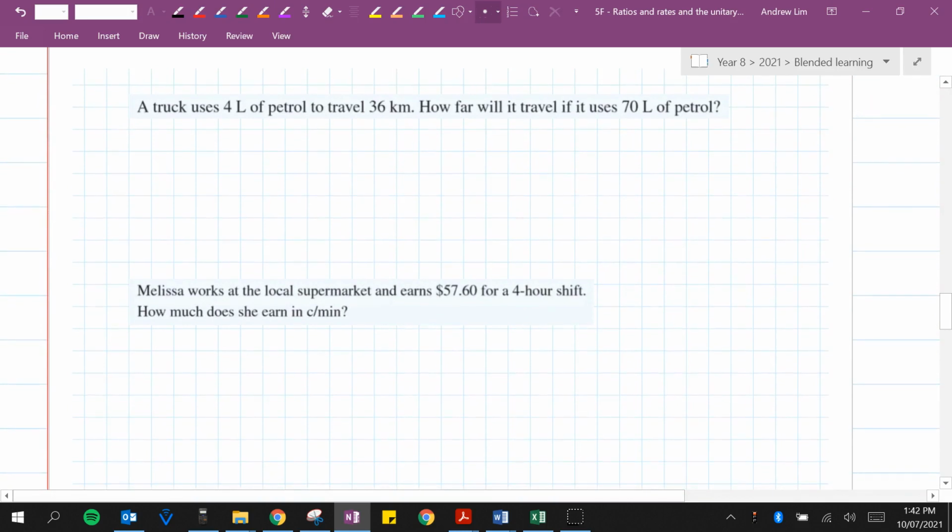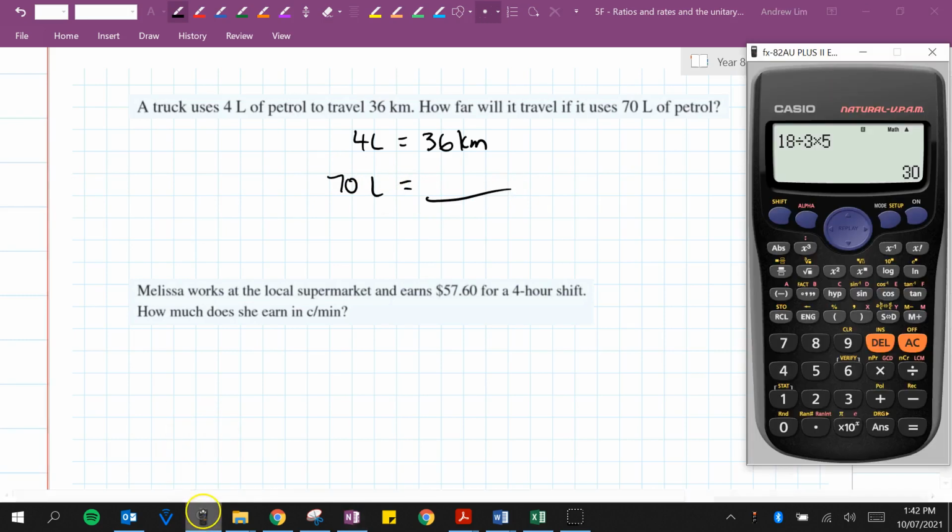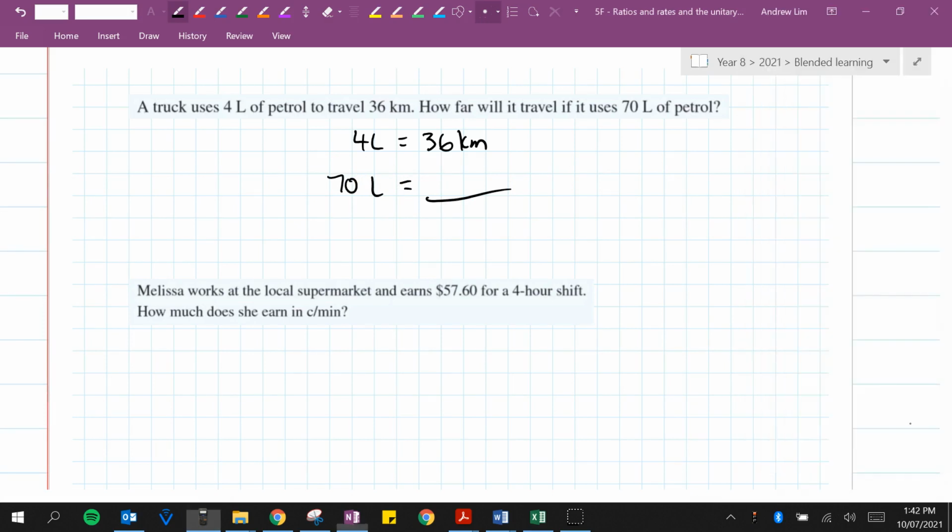Okay, pause the video, have a go with the next question. Okay, 4 liters, 36 kilometers. How far will it travel if it uses 70 liters of petrol? Bottom number divided by top times by across, 630 kilometers.